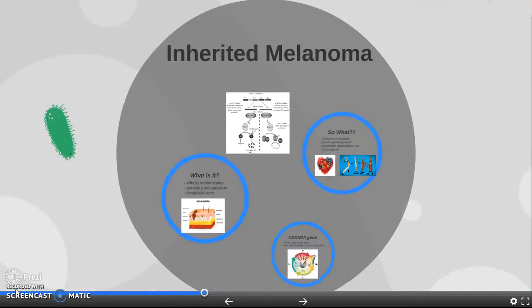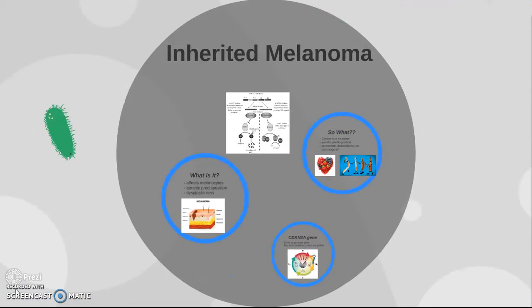Now that we have an understanding of the physiology behind how mutations give rise to cancer cells, let's take a look at inherited melanoma and how the gene cyclin-dependent kinase inhibitor 2A, or CDKN2A for short, can lead to this type of cancer when mutated.